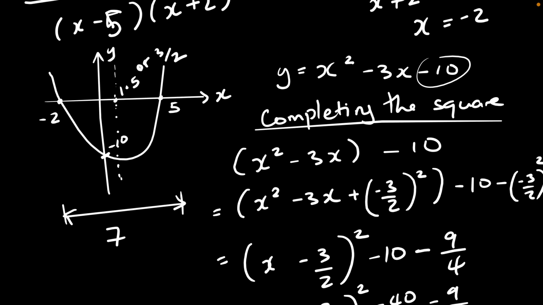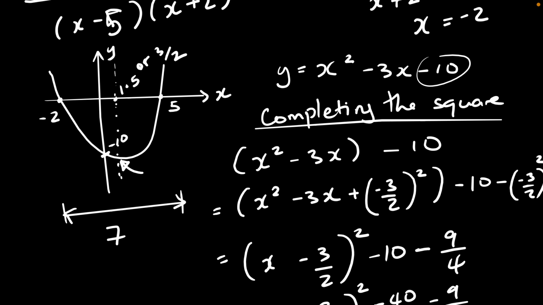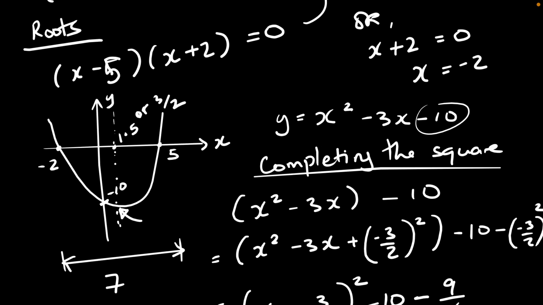All right, I think we have just about enough time to do one more. So what was our turning point? 3/2 and -49/4. I'm thinking, yep, there we go. So coordinate wise, I'd write 3/2 and -49/4. All right, we have one more to do before we get out of here.